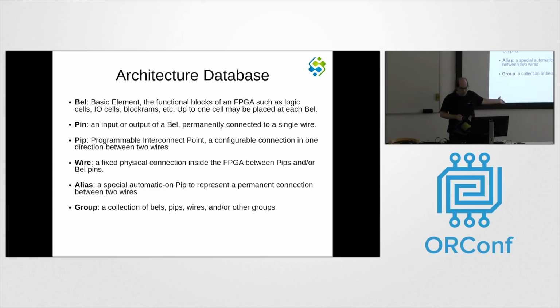And then we have groups, and groups are not used by any of the algorithms. They are more for the user interface, and they're just collections of bells and pips and wires or other groups. So if you have a structure on your chip, like there is a tile and the tile contains slices and stuff like that, then you can represent this structure using this group mechanism. And this is primarily used for displaying information to the user about where a resource is and stuff like that.